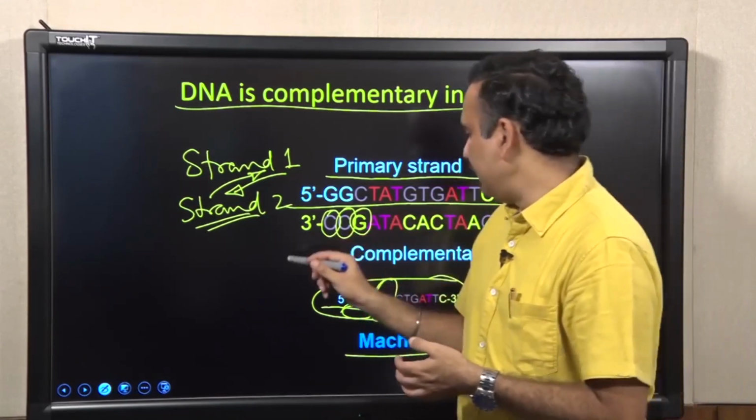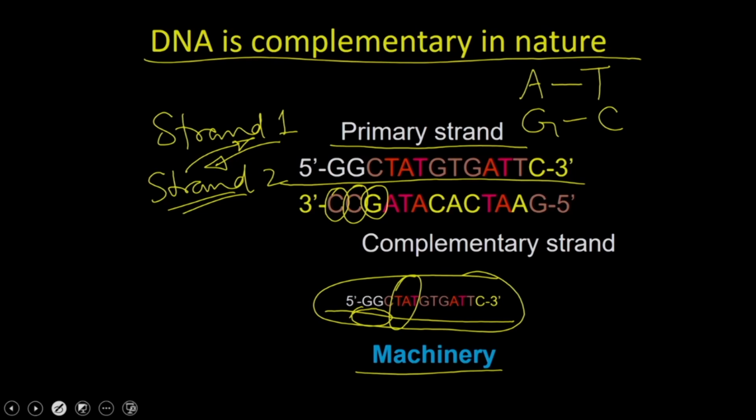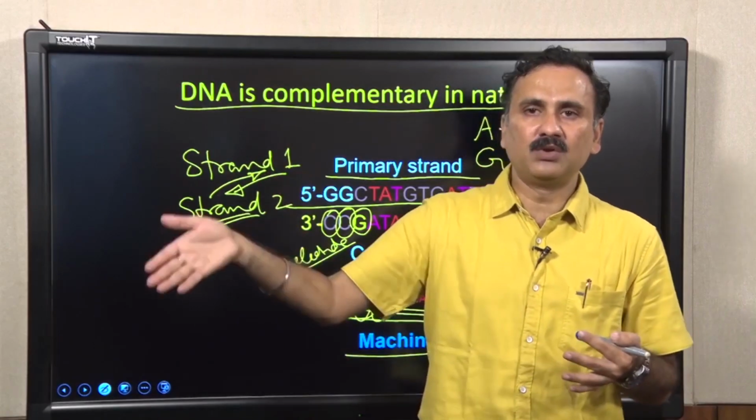So, what will happen is that if I have this sequence, the machinery is going to sit onto this sequence, accept the nucleotides that you supply, and synthesize the complementary strand. Once it reaches the end of the sequence, it will know that the synthesis is over, so it is going to terminate.